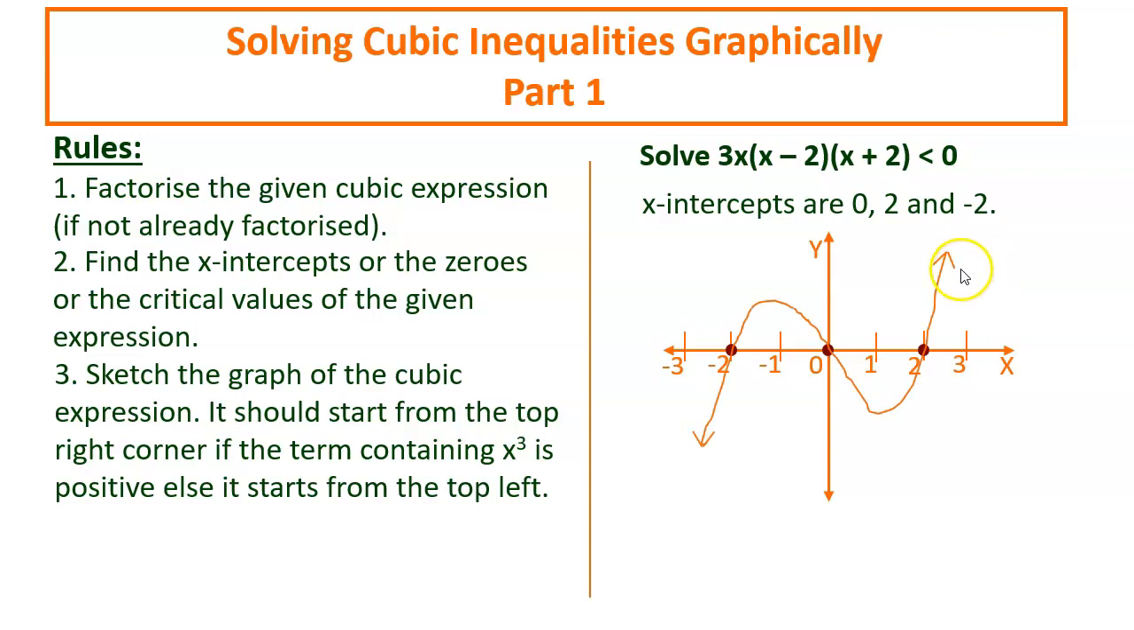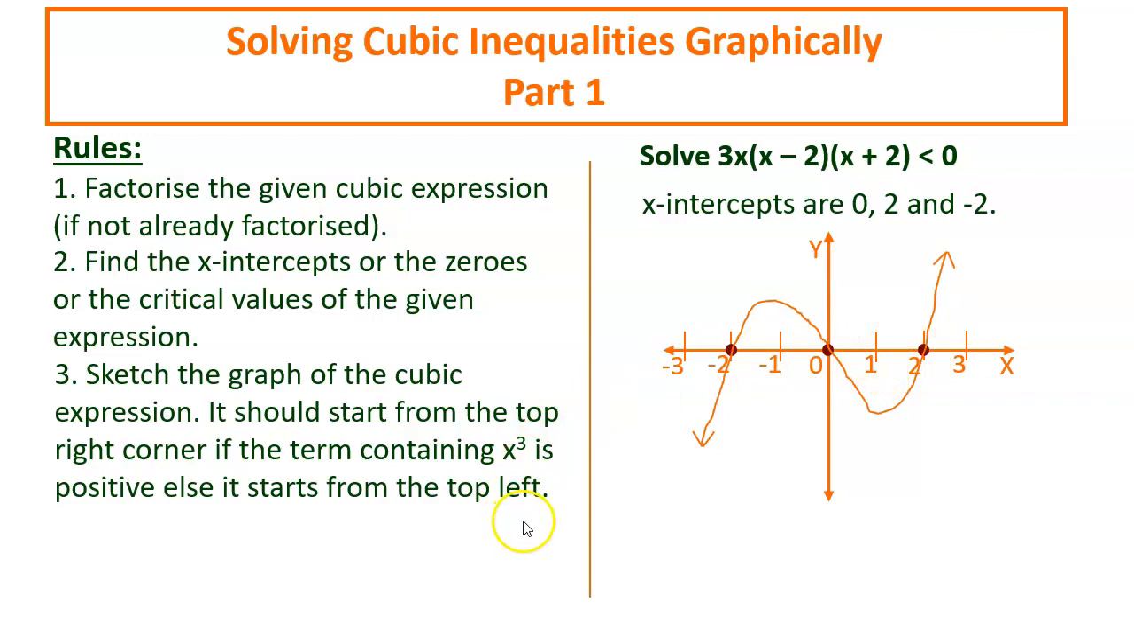If the term containing x to the power of 3 is a positive term, or the coefficient is a positive number, you start from the top right corner, else you start from the top left corner. In part 2, we will be having the other shape of the cubic expression. So for this session, this is the graph of the given cubic expression, 3x times x minus 2 times x plus 2, and these three are the three x-intercepts.